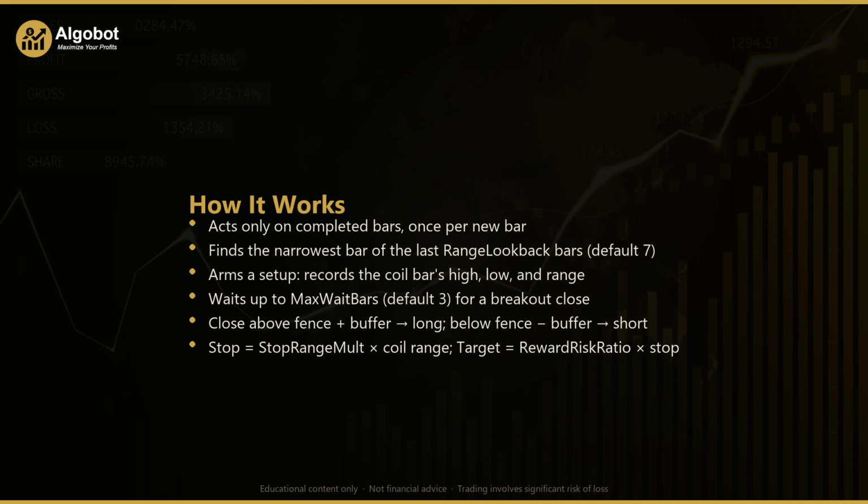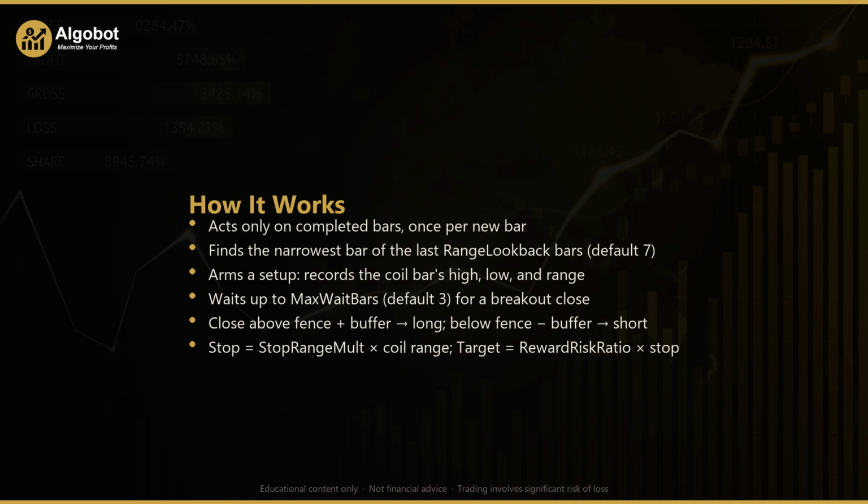To avoid being faked out by a tiny nudge past the edge, it requires the close to clear the fence by a small buffer. That buffer is set by BreakoutBufferPct, defaulting to 10% of the coil's range. If a bar closes above the fence high plus the buffer, the EA signals a long. If a bar closes below the fence low minus the buffer, it signals a short. The rules are perfectly symmetric. The strategy also allows only one open position per magic number at a time, so it will not stack trades on the same setup. And if no breakout happens within the wait window, the coil is considered stale and is quietly abandoned.